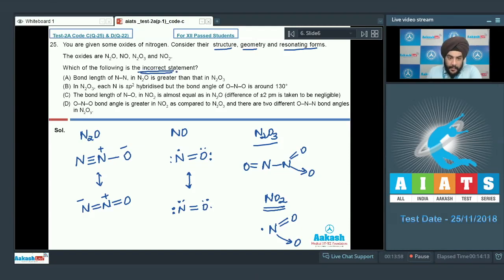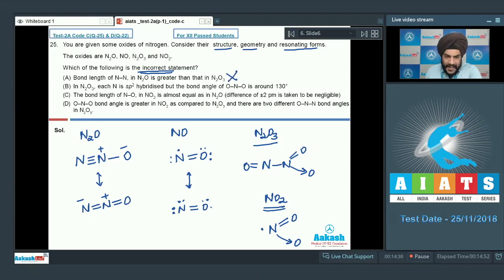So option A, bond length of N-N in N2O is greater than that in N2O3. Students, if we compare the N-N bond length in N2O, it has a bond order somewhere between 2 and 3 as per the most stable resonating structures, whereas in N2O3 the N-N bond order appears to be 1. So students, the bond length in N2O3 should be greater than that in N2O. Students, statement A is incorrect.